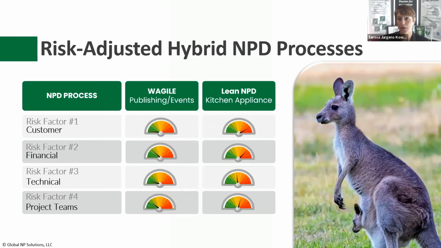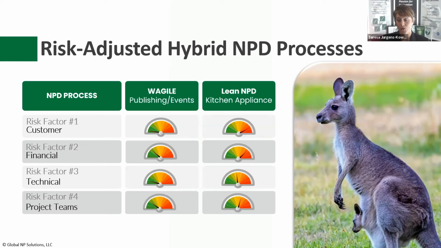In this case, we're looking at that middle part of the framework that we talked about, where requirements uncertainty or technical uncertainty is high, but usually not both of them. And so I have a comparison here of a nonprofit publishing company that also does events and a kitchen appliance manufacturer operating in basically a low price point.